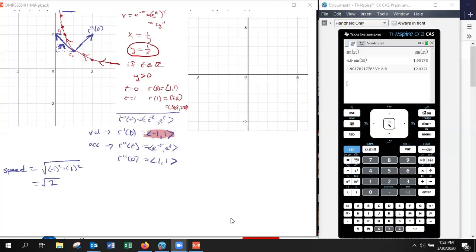Which, by the way, if you notice, is the length of this velocity vector. So there's a deep connection there. Yes, the length of the velocity vector equals the speed.